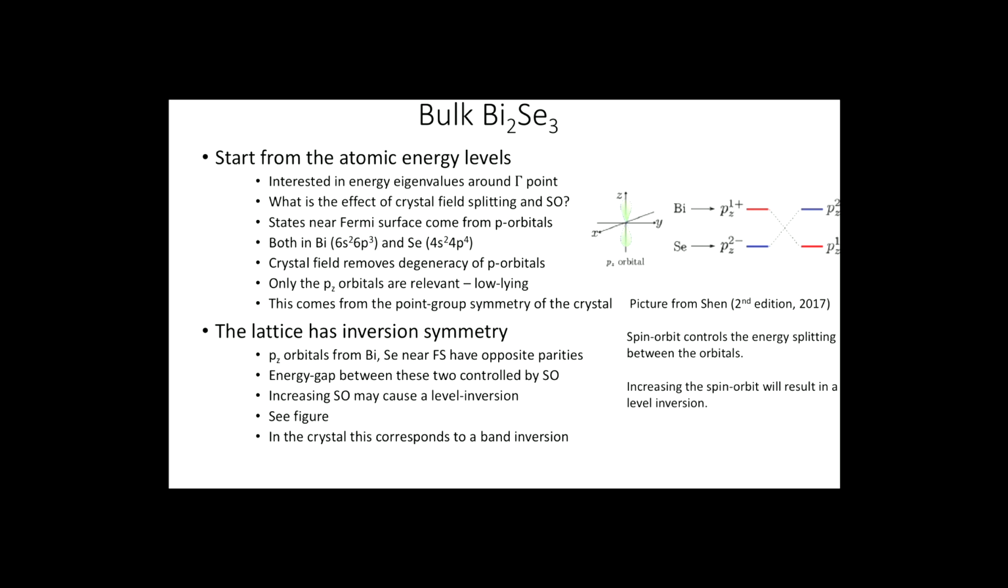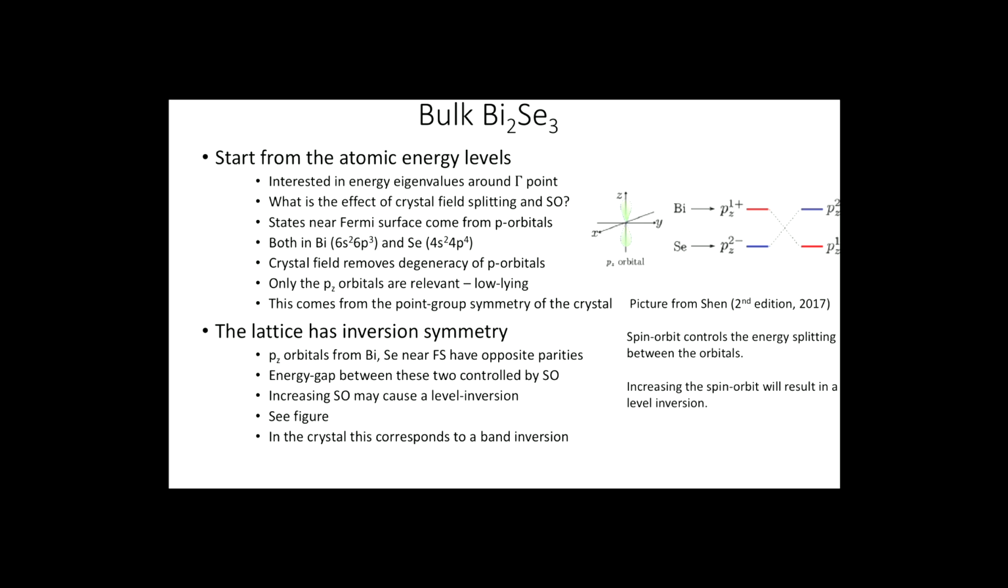So let's start from the atomic energy levels, right? We want to build up a simple model for the band structure, and essentially we're interested in the energy eigenvalues at the gamma point. The gamma point is just the center of the Brillouin zone, and that is where the minimum of the conduction band and the maximum of the valence band are.